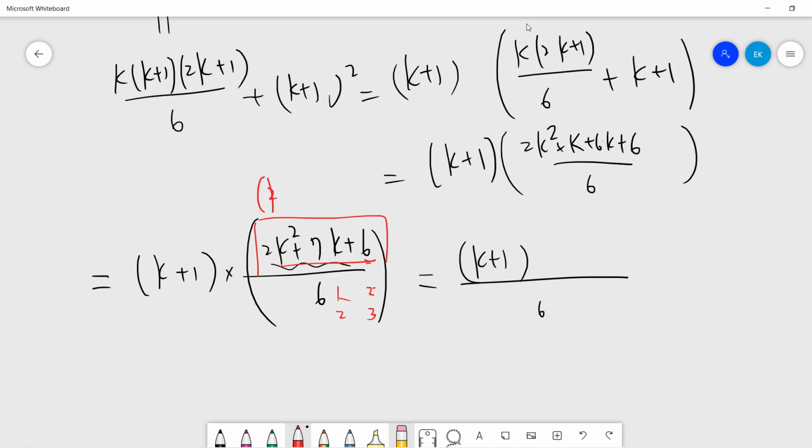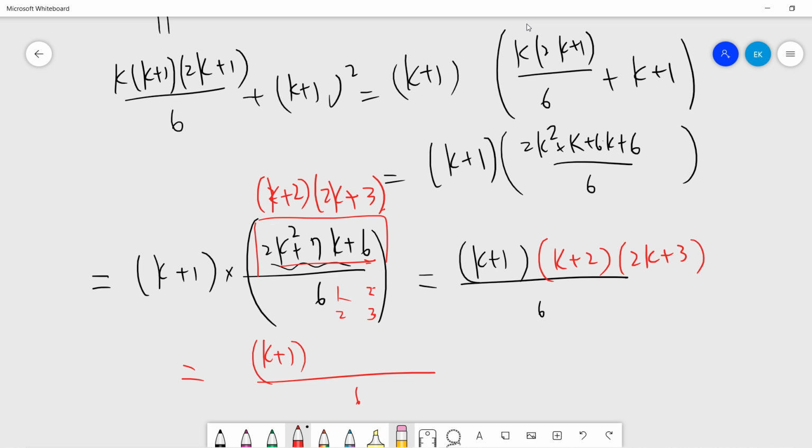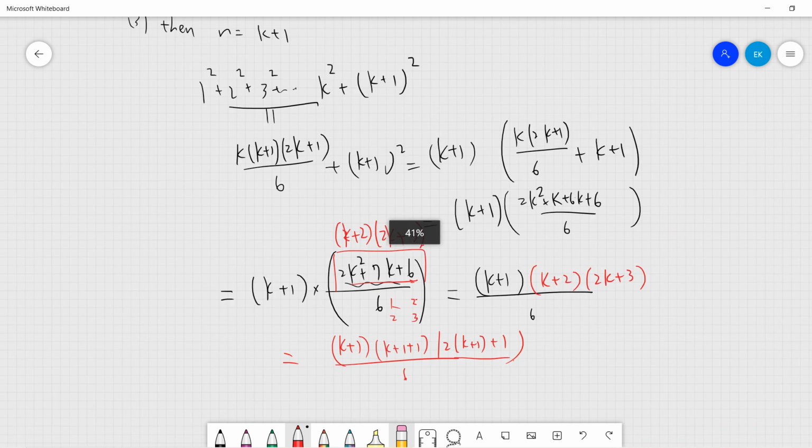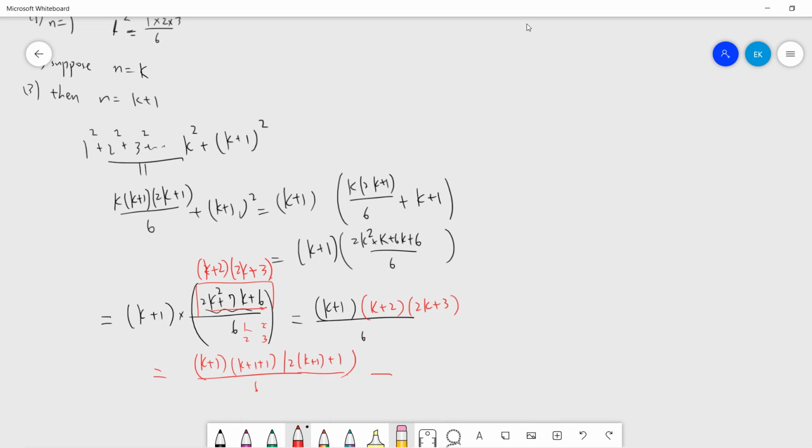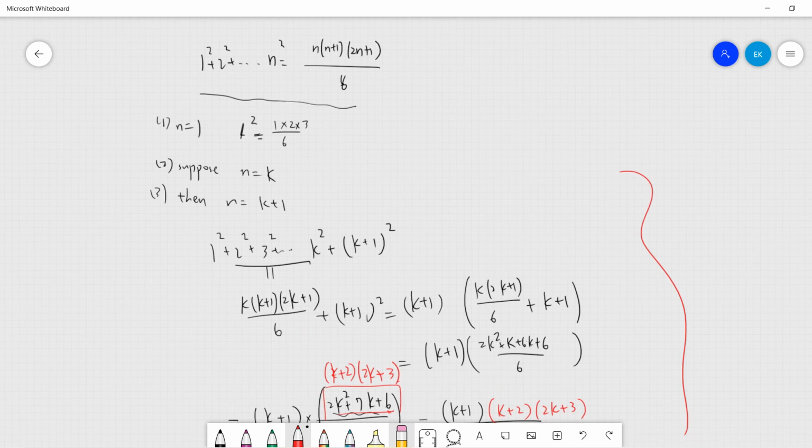So this can be written as (k plus 2) times (2k plus 3). And this is just (k plus 1) times ((k plus 1) plus 1) times (2(k plus 1) plus 1) divided by 6. Okay, so we prove that n equals k plus 1 is correct. Okay, so from all this, we prove the theorem.